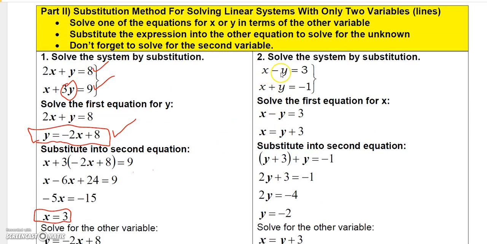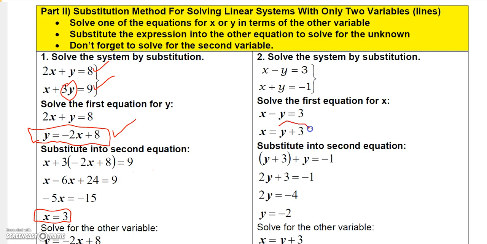Now actually on this one, we'll probably find out later, you might already know that it's easier to solve this by using the addition method, but I'll go ahead and use the substitution method here. So what I'm going to do is take that first equation, and this time instead of solving it for y, I'm going to solve it for x. So all I have to do is move the minus y across the equal sign, and it becomes positive y. And so I get x equals y plus 3.